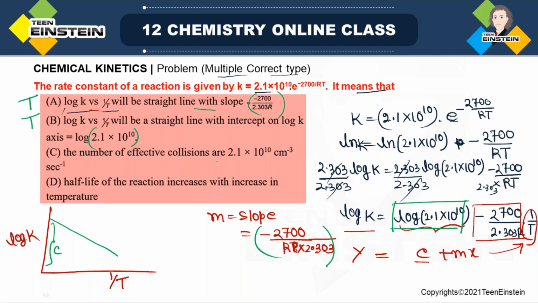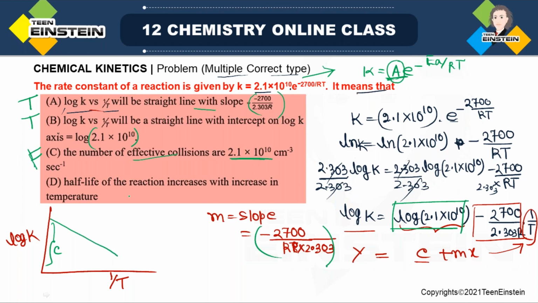C: the number of effective collisions is 2.1 × 10^10. If you compare this equation with the Arrhenius equation, k = A e^(−Ea/RT), this A is called the pre-exponential factor, and it is actually the number of all the collisions. It is not the number of effective collisions, but here it is mentioned that the number of effective collisions is this number, but it is not so. It is all the collisions.